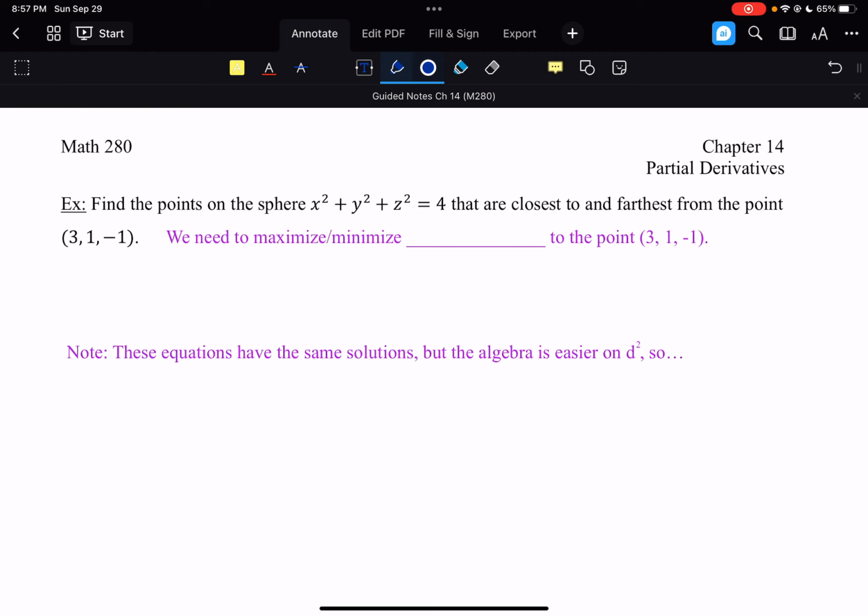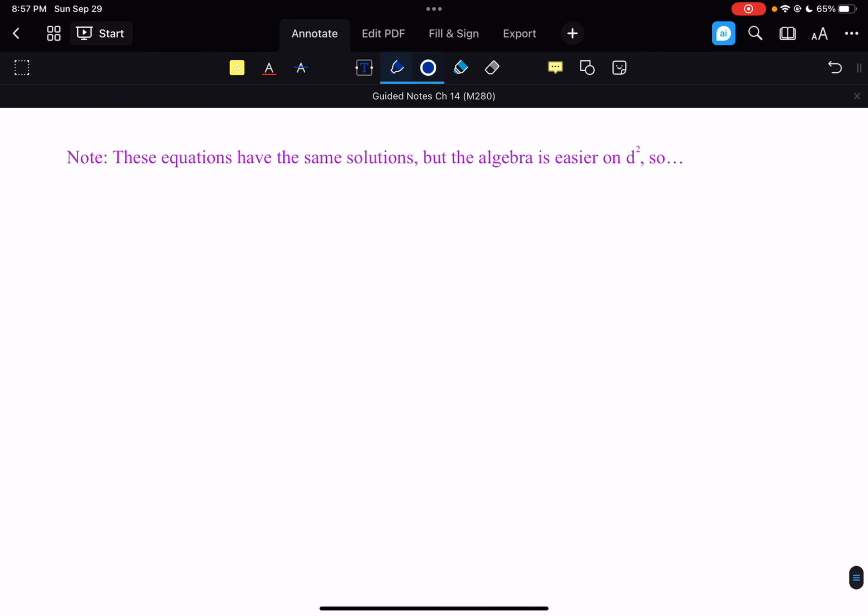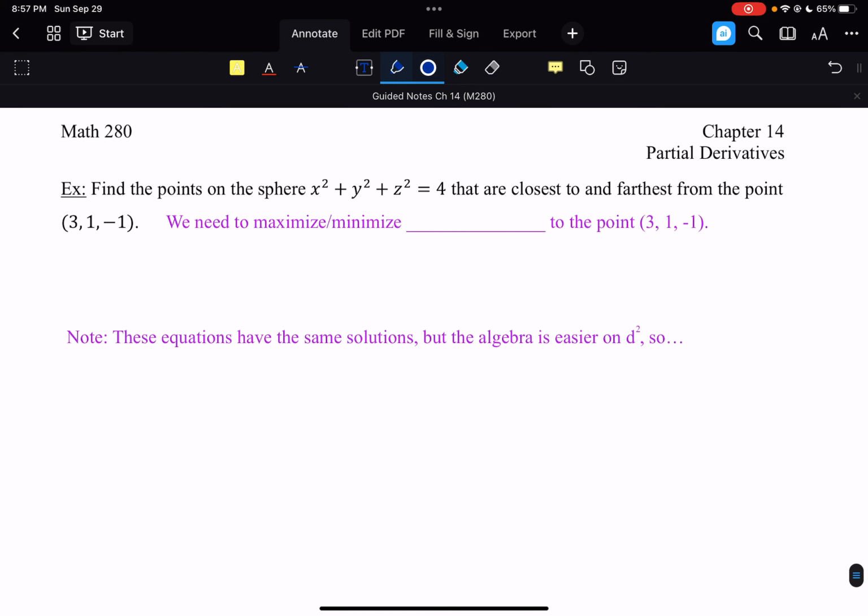And again, it should be noted that we are dealing with a constraint or a restriction, because if we're just trying to find closest and farthest points, there is no restriction in general, right? If I say, here's a point, find the point that's farthest from it, it would keep going forever and never stop. So we're only looking at points on the sphere. Okay, a sphere centered at the origin of radius 2.